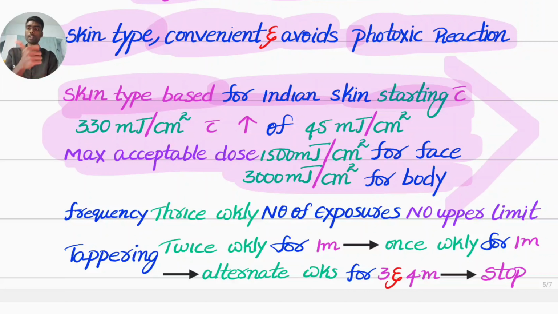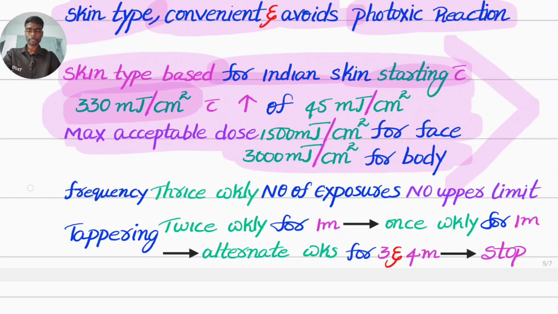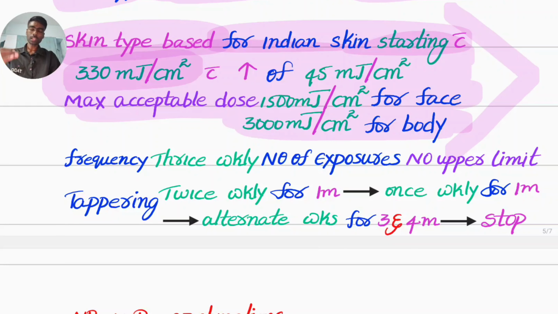Next, minimal erythema dose based. If erythema is coming or not, based on that, first we will give only 70% of minimal erythema dose. Next, skin type based. For what type of skin, how much to give, they already calculated and they have given some number, 330 millijoule per centimeter square. Whereas in PUVA, it is different for oral and for topical.